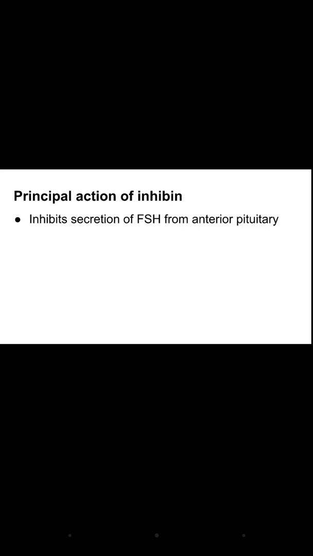Now, what is the principal action of inhibin? As the name suggests, it inhibits the secretion of FSH from the anterior pituitary. So we discussed estrogen, progesterone, relaxin and inhibin.